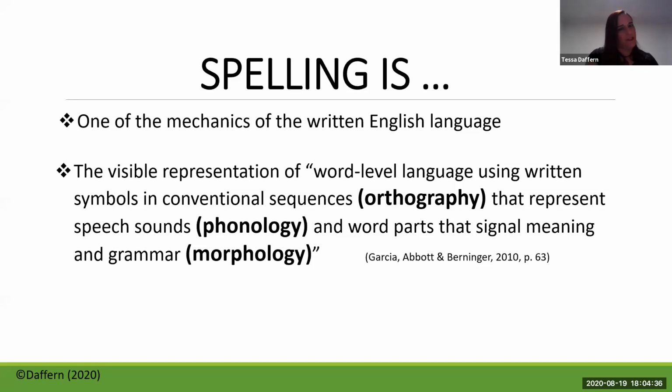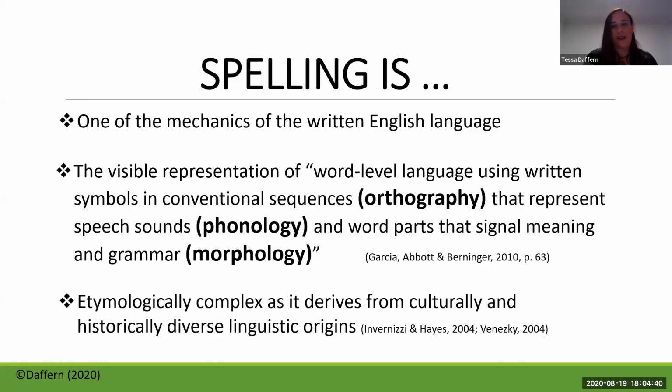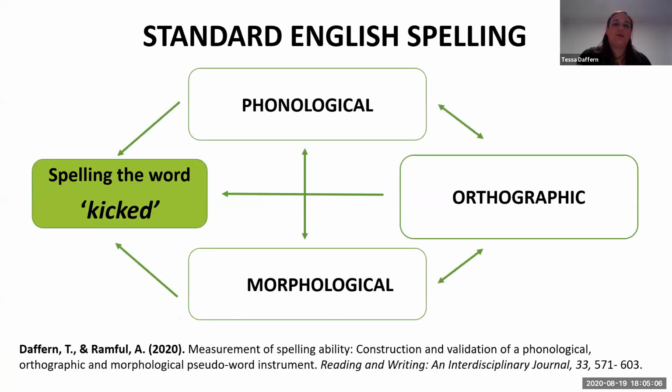So learning to spell obviously is quite a complex linguistic process, and on top of that, we also know that it is etymologically complex because it does derive from diverse cultural and historical origins, particularly Latin and Greek words coming through in our English language. And so learning to spell undoubtedly is quite a complex word formation, problem-solving process. I'd like to just illustrate this with a simple example.